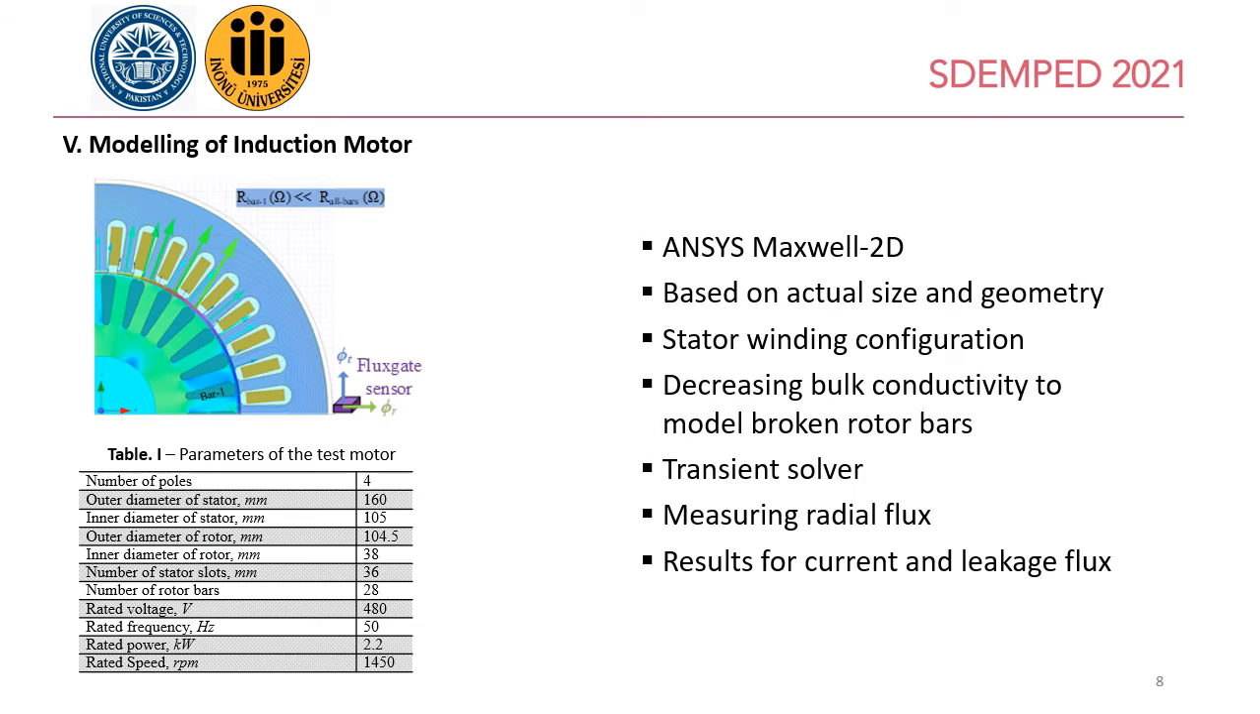Similarly, the same motor was modeled in Ansys Maxwell 2D with the same size and geometry as the actual motor. To generate the rotor faults, the bulk conductivity of one rotor bar is reduced, and in the transient solver the simulation is carried out to measure the current and the leakage flux. The figure on the left side of the slide shows the simulated motor and the location of the flux gate sensor. In the table, the parameters of the induction machines are shown.